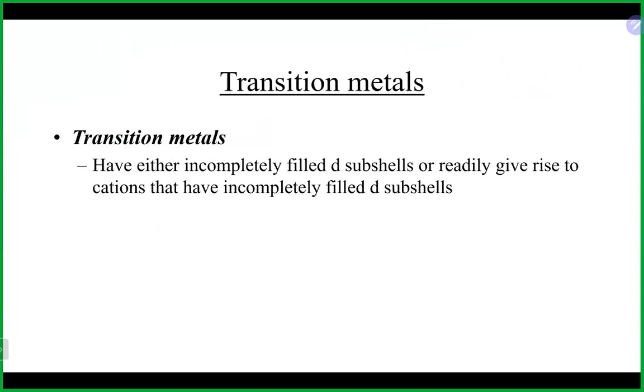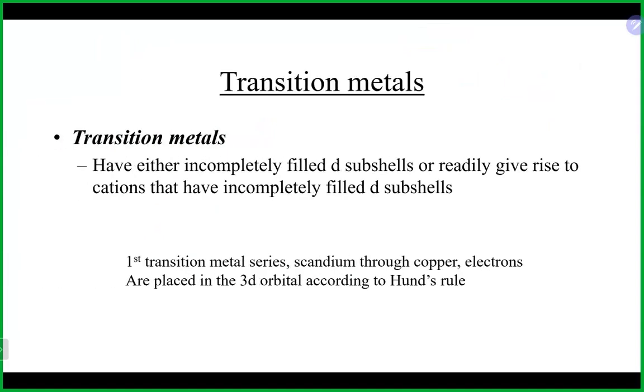Now let's talk a little bit about transition metals, which as we know are between group 2 and group 3 on the periodic table. They are basically our d subshells. They have incompletely filled d subshells or give rise to ions that have incompletely filled d subshells. Remember, though, that they are in the third energy level.